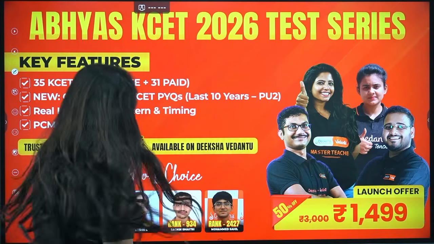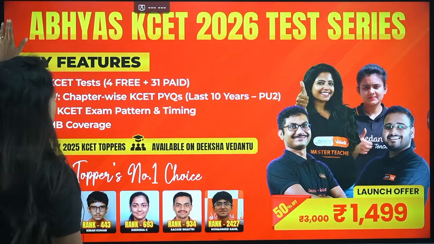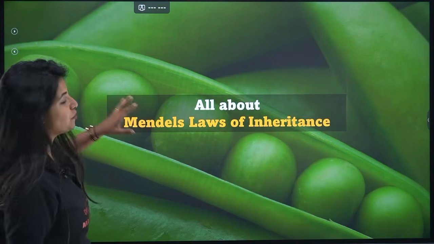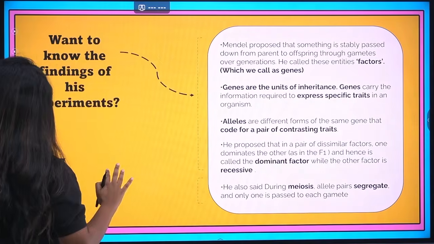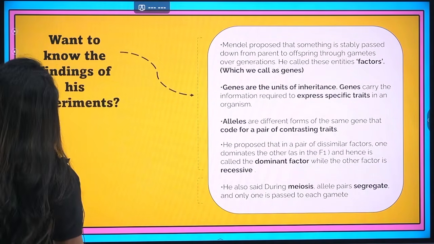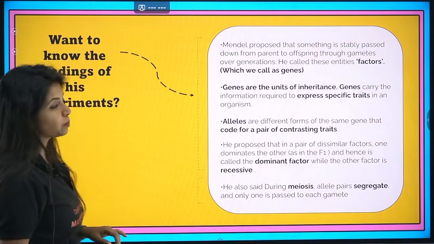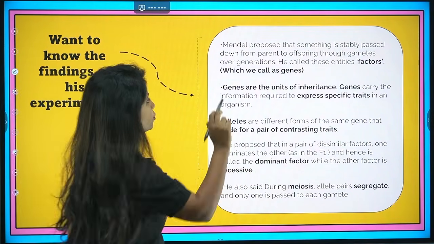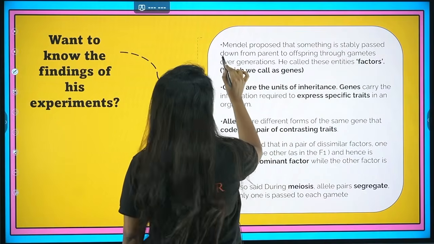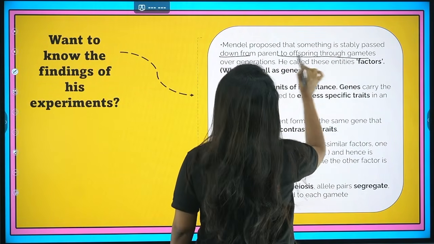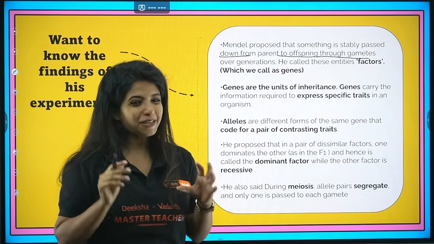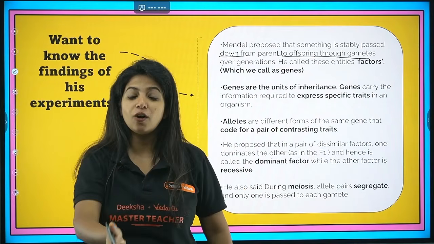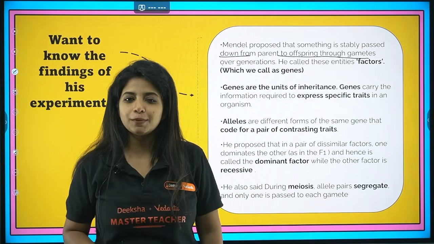Cool? Yes, ma'am. Fine. So now going ahead, all about Mendel's laws of inheritance. We spoke about all of that, now let's see what he found after the experiments. Mendel proposed that something is stably passed down from parents to offspring through the gametes over generations. Something is getting passed from the parents through the gametes to what? The offspring, to the babies. What is that something? Genes.